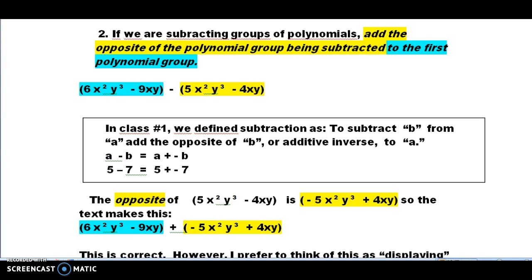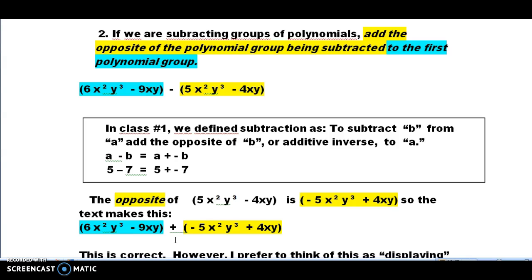The opposite of that is minus 5x squared y cubed plus 4xy. The sign of each term inside the parentheses in that second group changed. Then we add it to the first group. And when we add it to the first group, because there's a plus sign now between the two groups, we just drop the parentheses and go ahead and combine terms.